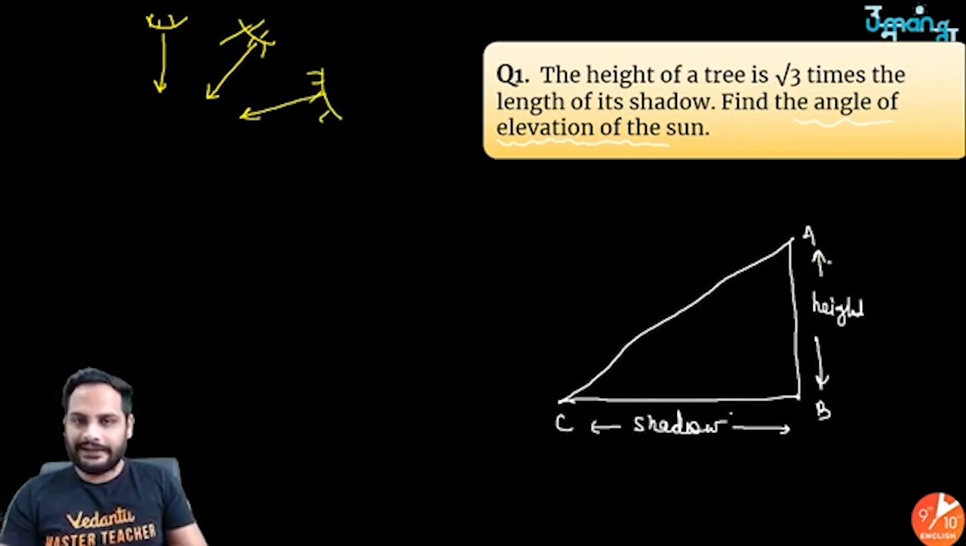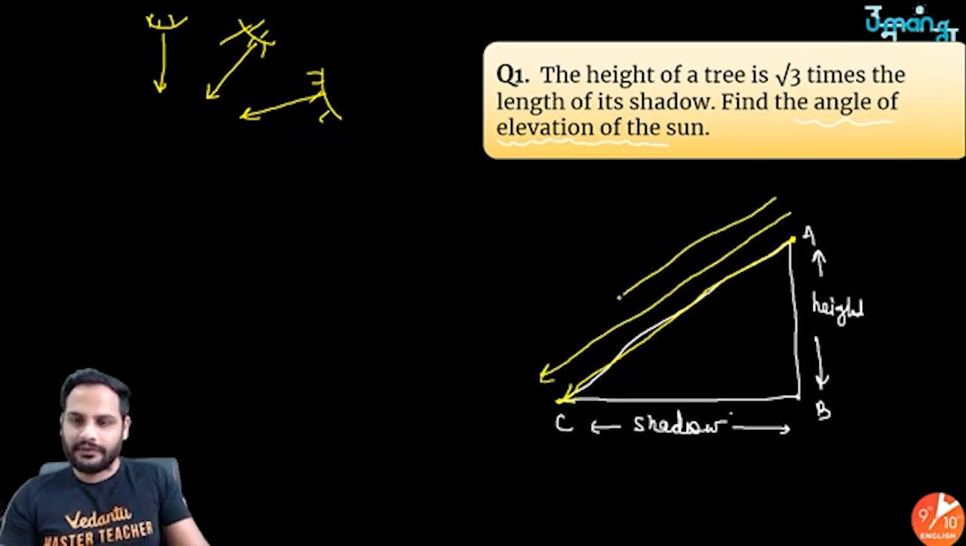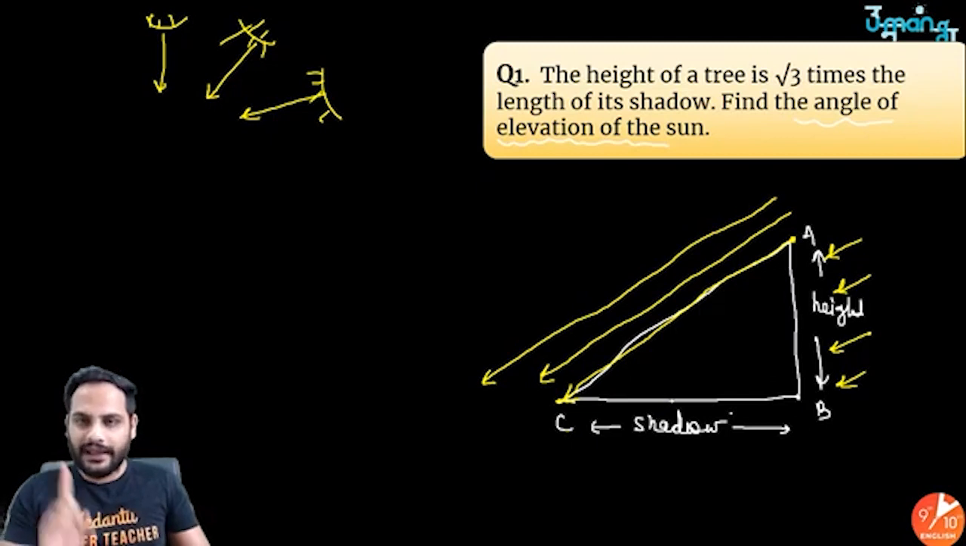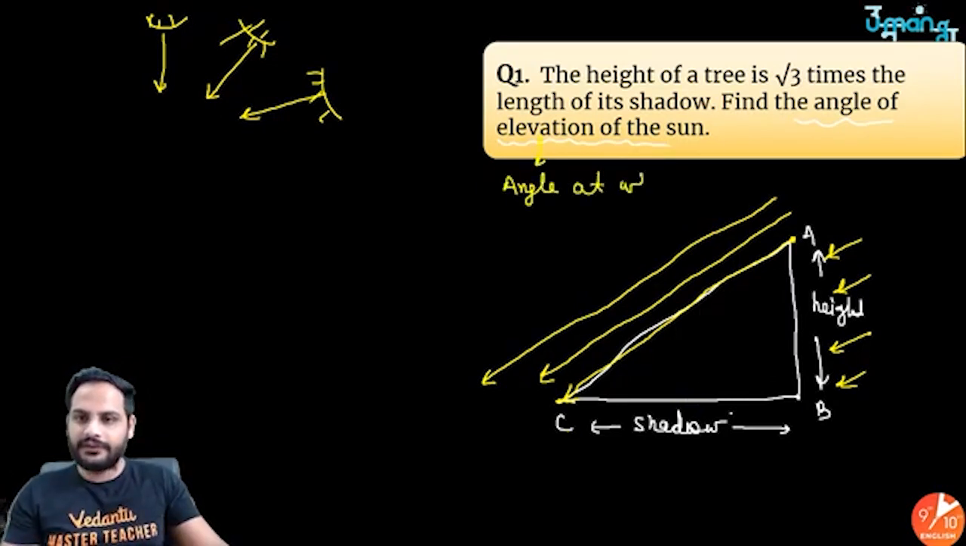So here, the elevation of the sun means, I can clearly say, if I join the tip of the tree with the tip of the shadow, this is how the sun rays are traveling. Now the rays above this level are traveling like this. Since there is nothing in obstruction, you can see the ground over here. The rays below this point will be struck by the height of the tree. So this part will be forming a shadow. So angle of elevation of the sun means the angle at which sun rays fall on the ground.